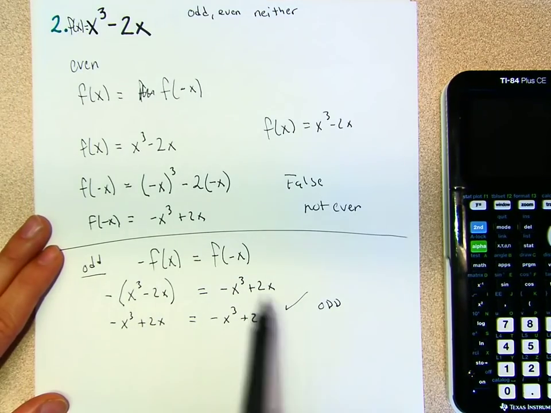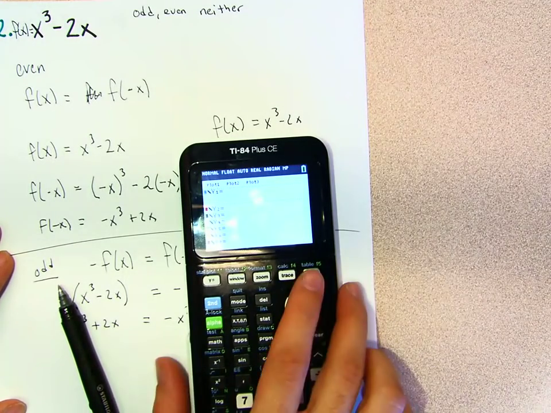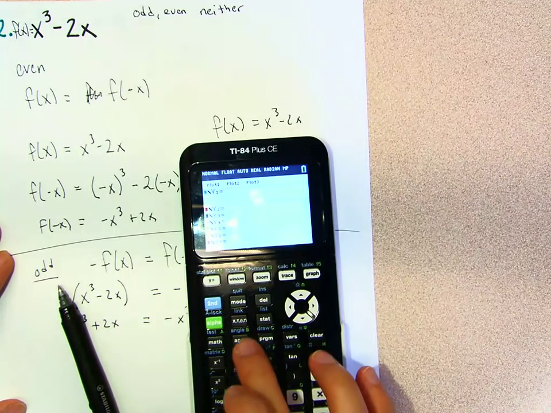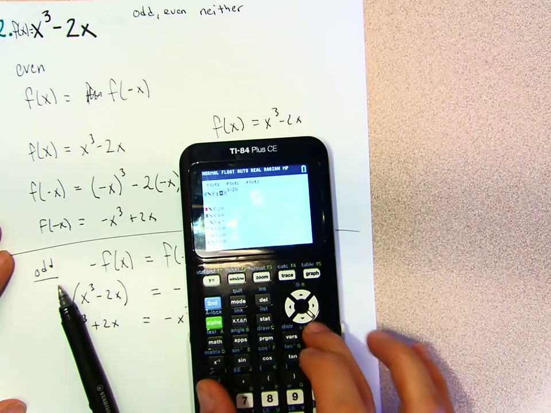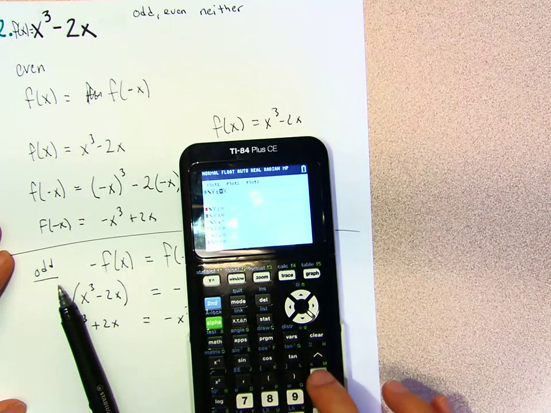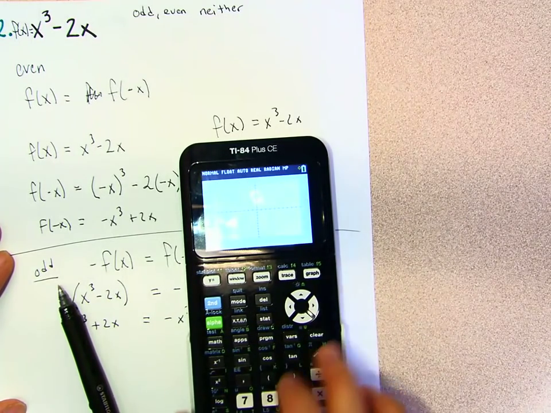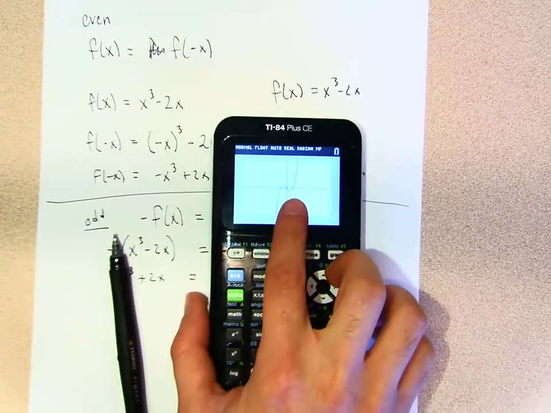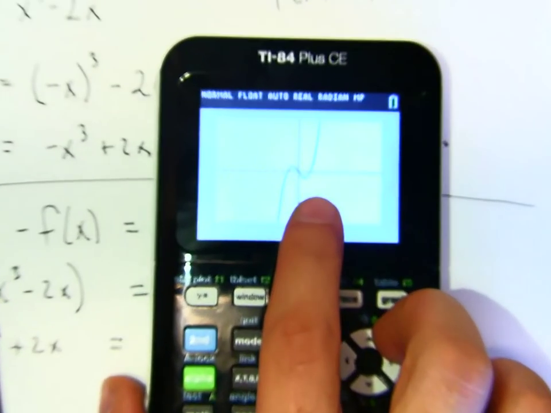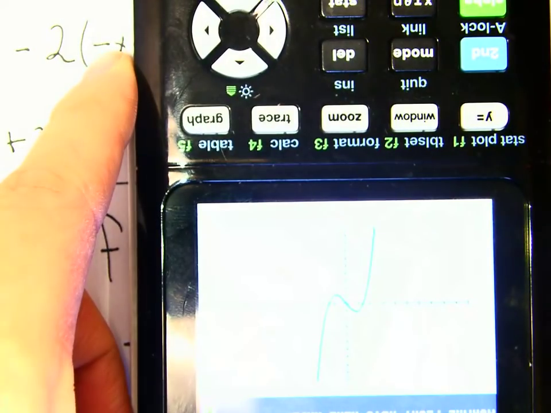And algebraically, we can see it. Graphically, let's see what it looks like. Here, y equals x cubed minus 2x. And let's just see what it looks like. And let's say graph. And bam, doesn't this look like an odd function? Because if I were to take my calculator and put it upside down, I get the same graph.